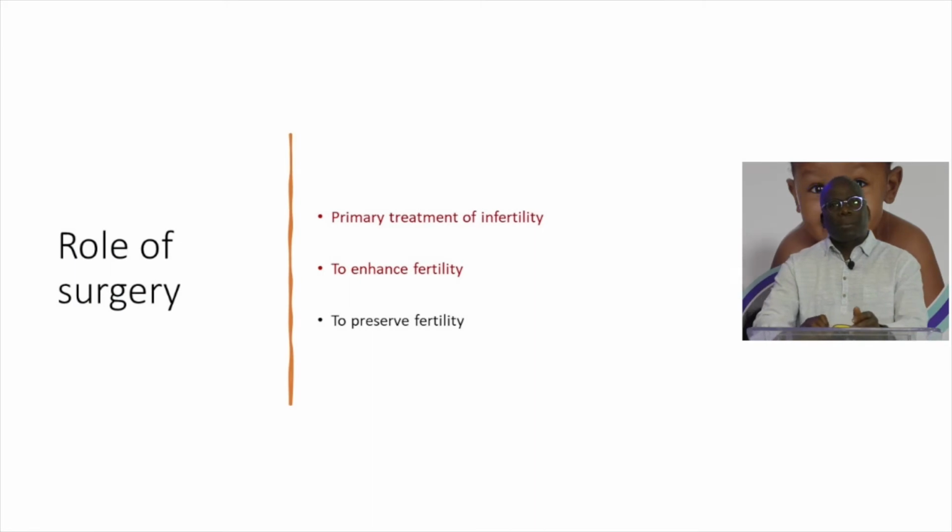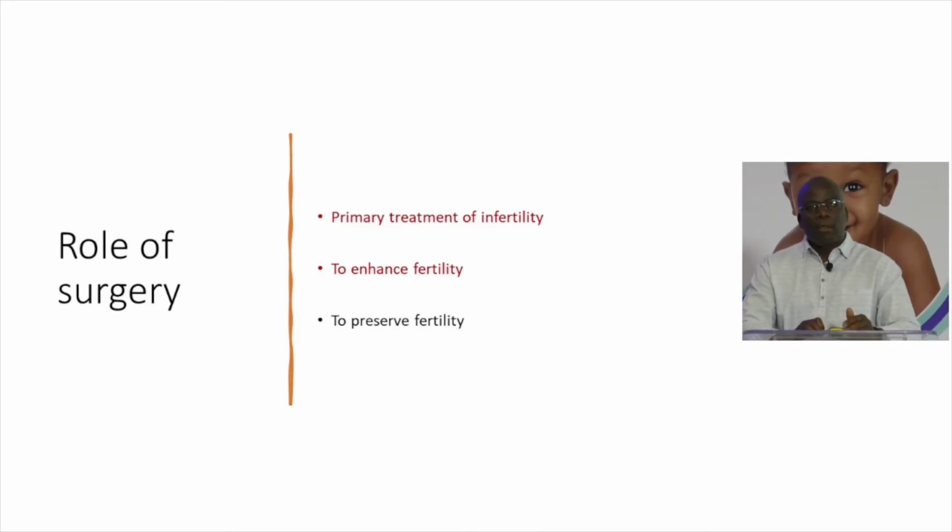Now, what is the role of surgery in patients with infertility? Surgery essentially has got three roles to play in patients with infertility. The first role is to use it as primary treatment for infertility. In other words, we do surgery so that the patient can fall pregnant after the surgery. The second role is to enhance the fertility. In other words, we improve the chances of implantation and of the pregnancy staying and not getting lost. And finally, the aim of surgery may be to preserve fertility.